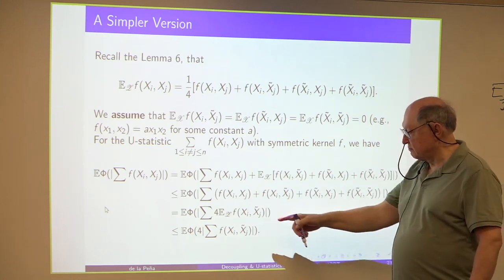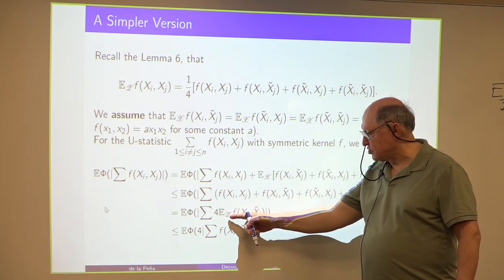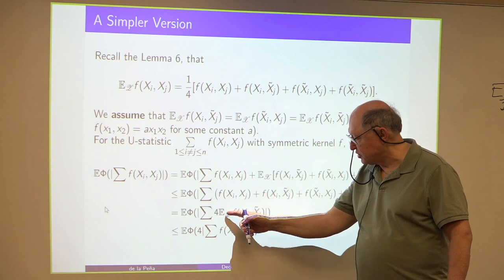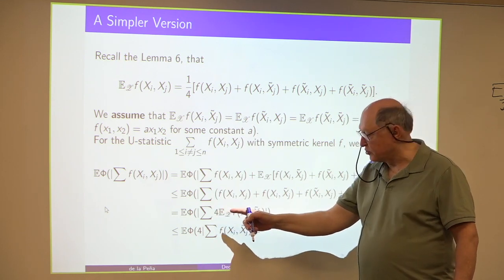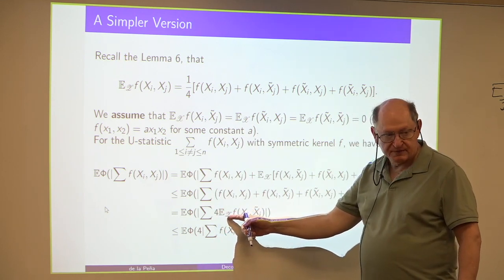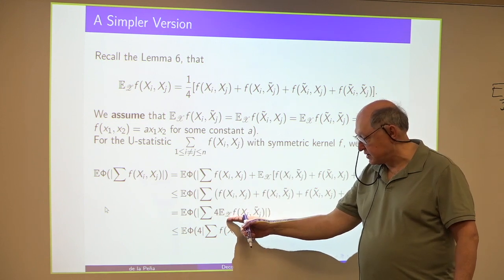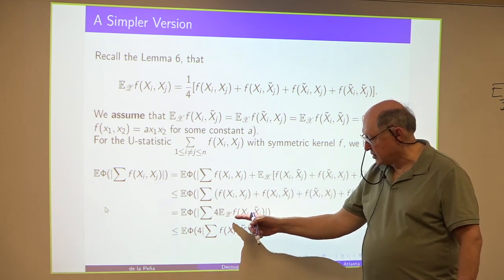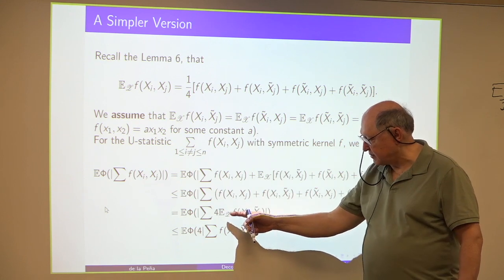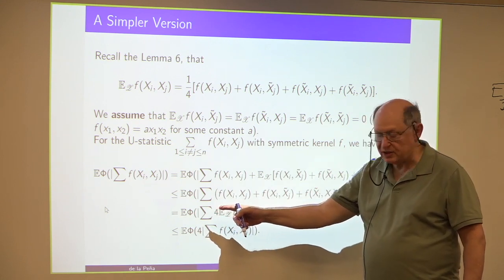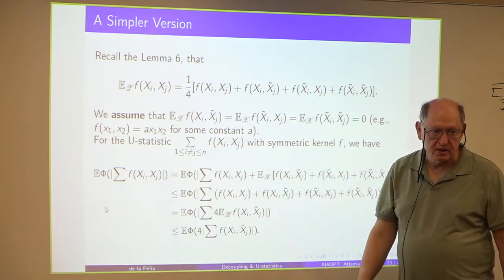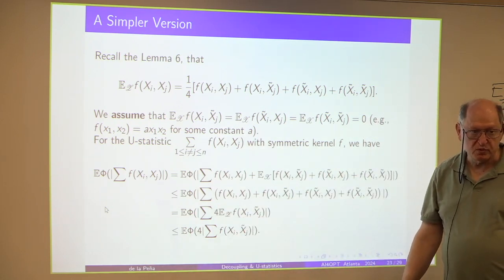And then I can take the conditioning outside, because I'm conditioning with respect to the same sigma field. You couldn't do this if the sigma field was different as you add. But since the sigma field is the same, I can take it outside the summation, and then by using conditional Jensen's inequality, you end up with this. So the proof is fairly simple.